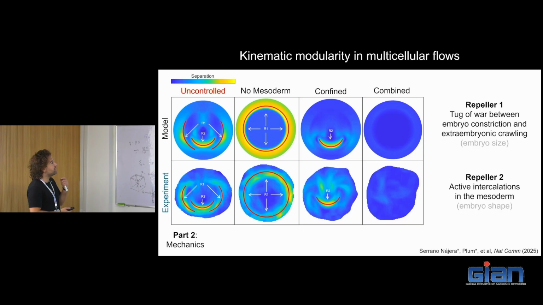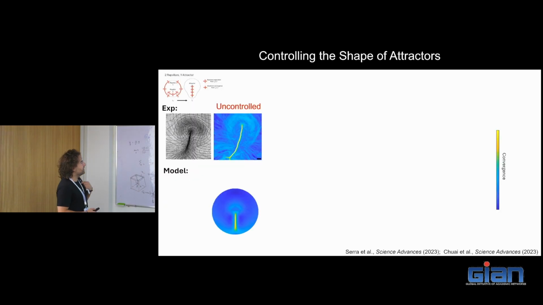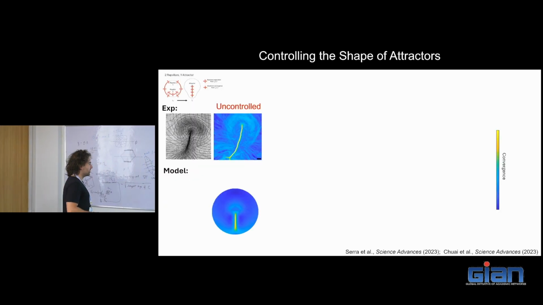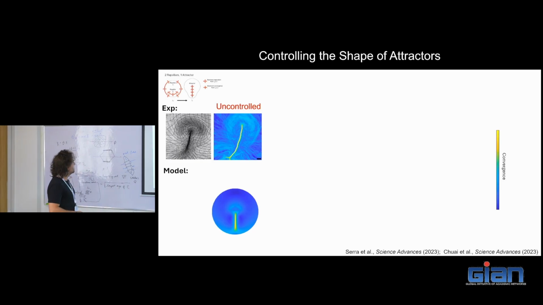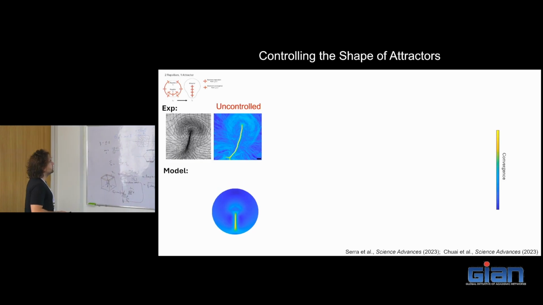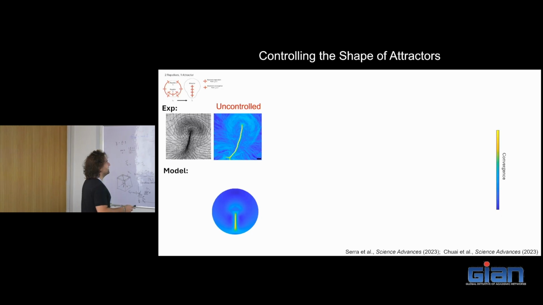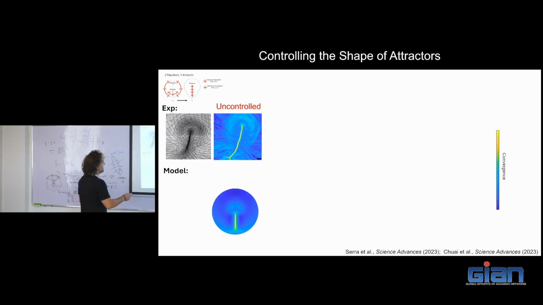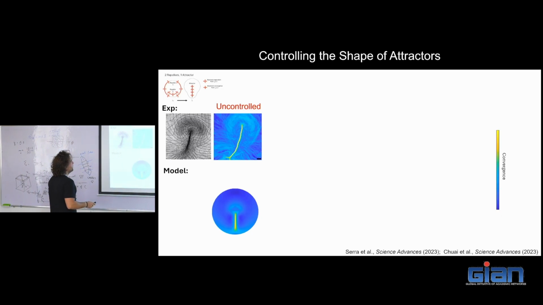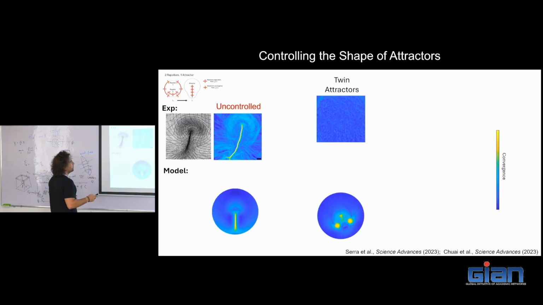Okay, so this is basically control of repellers. A few years ago, this was a work that we also did with Maha when I was still in Boston. We were also able to control the attractor in a very exotic way. So basically, this is the attractor, right? The streak. That's the model. And then we were able to control the attractor in many different ways.